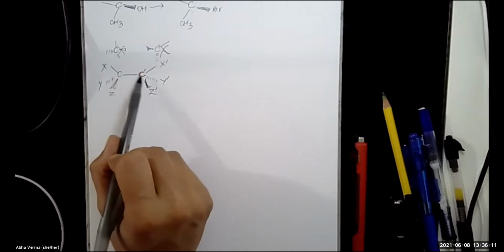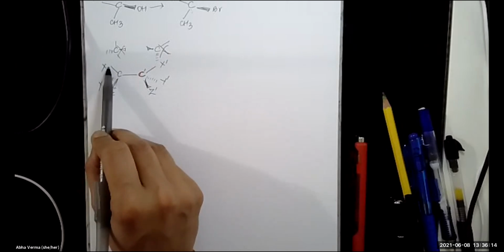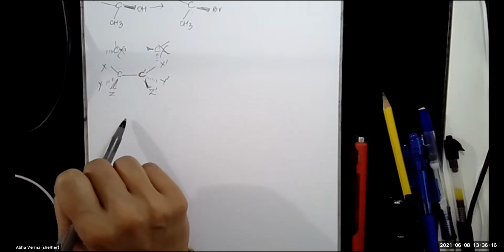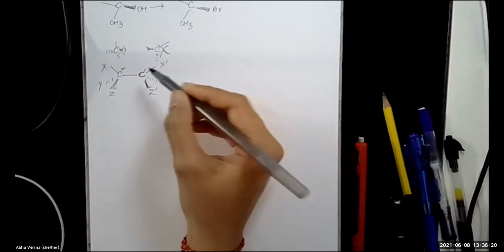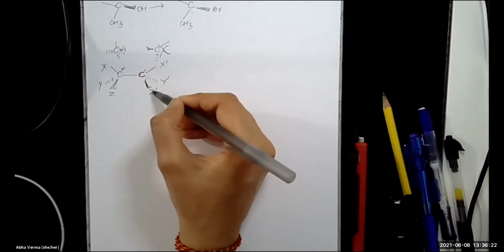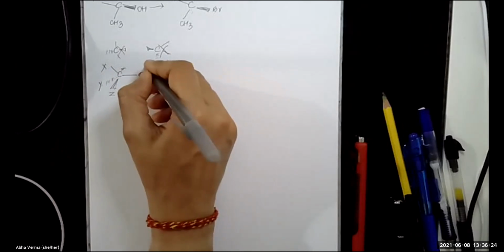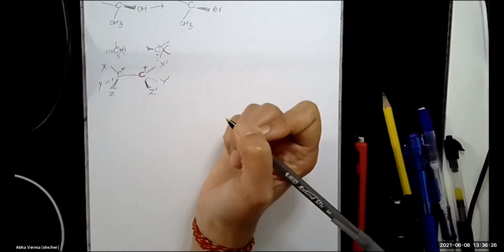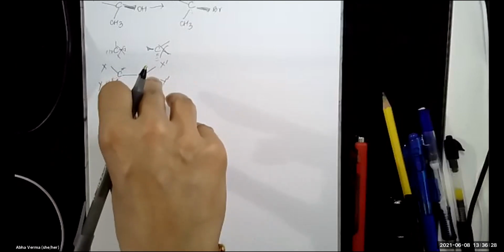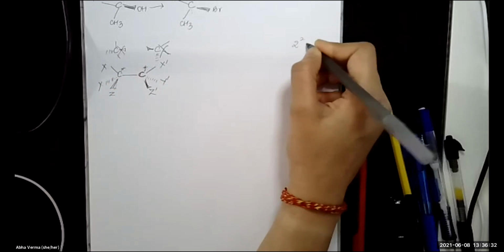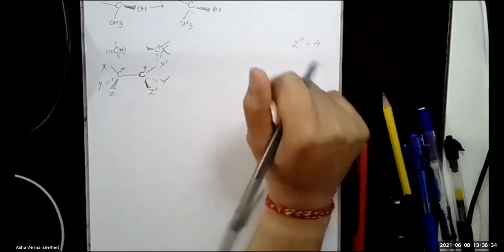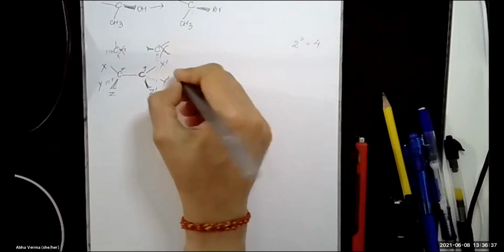So how many chiral atoms do I have here? All of these four groups are different on this carbon. So this is a chiral atom. And on this carbon, all of the four groups are different. So this is a chiral atom, right? How many stereoisomers should be possible now? 4. Let's draw them. I'll draw them for you.